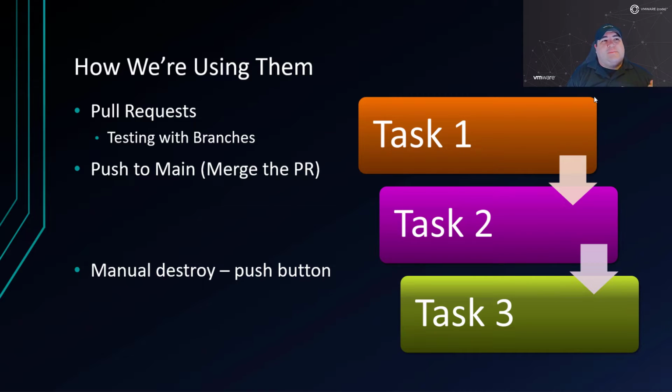So we're going to be testing that by using branches, right? And those pull requests are going to go through all of the steps. Only when we push back to main, which we're going to do by merging the pull request back in, is it going to actually run the apply step.